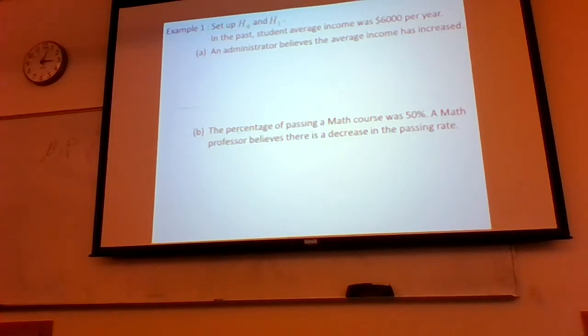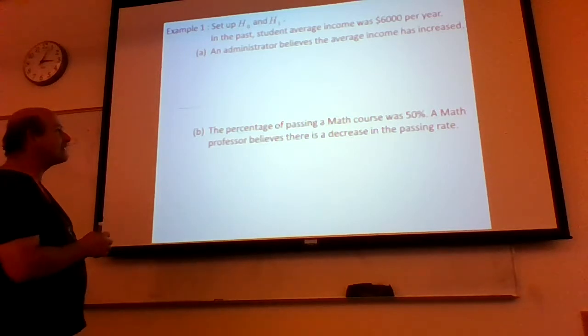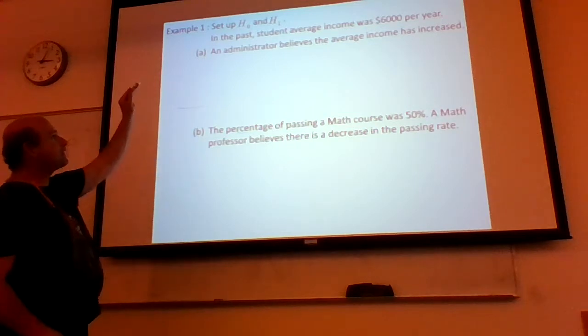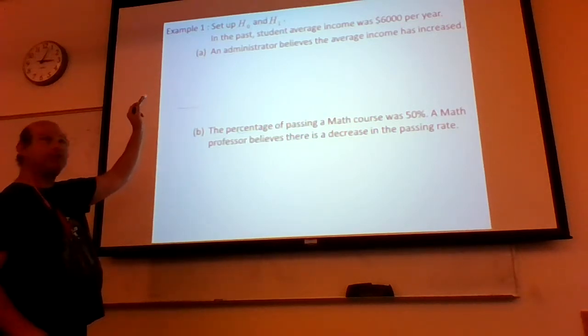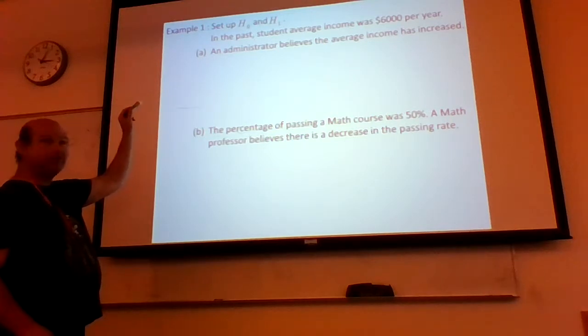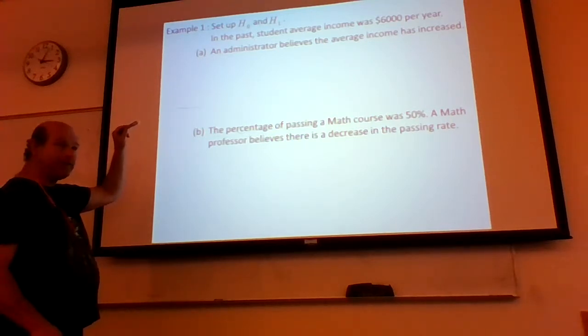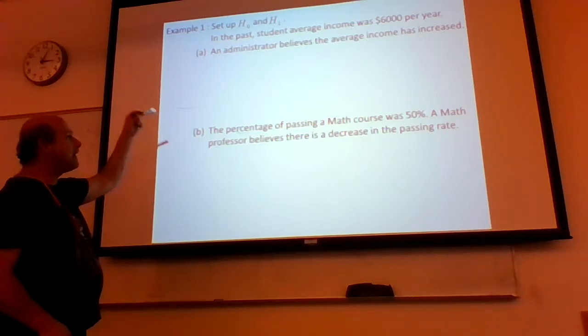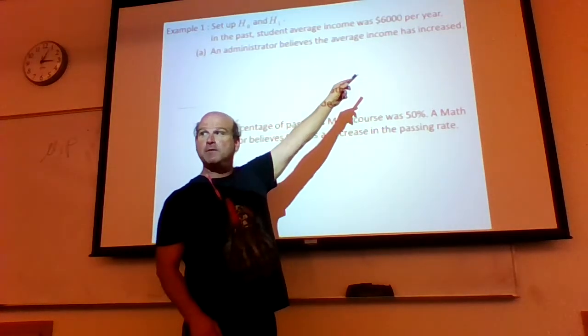Okay, here's an example. We're going to learn how to set up the null and the alternative hypothesis. So in the past, student average incomes were $6,000 per year. Dollars are important. An administrator believes that the average income has increased. So notice that you have what you would expect: the student average, which means mean, is 6,000. That's what we expect. But then there's a claim that there is an increase in the income. Does that make sense?